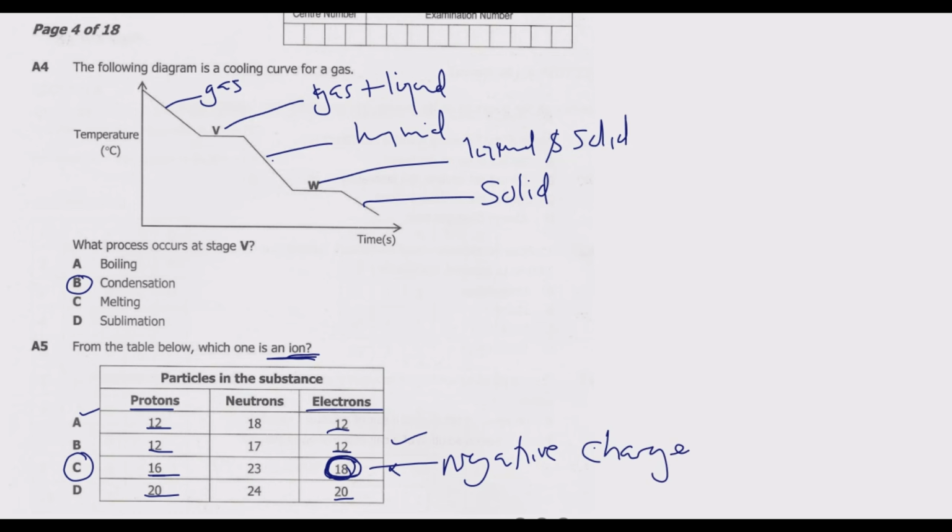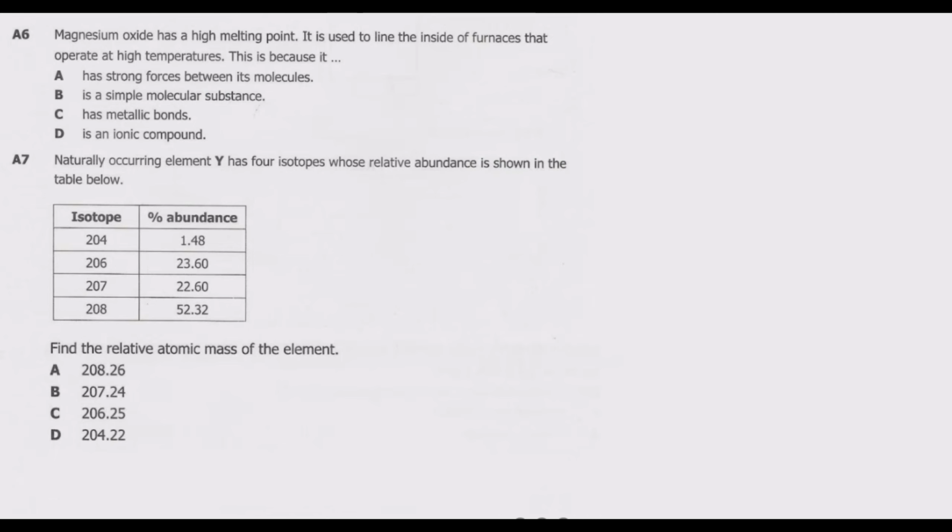Okay, let us move to question 6. Magnesium chloride has a high melting point. It is used to line the inside of furnaces that operate at high temperature. This is because, okay, A has strong forces between its molecules. B is a simple molecular substance. C has a metallic bond.